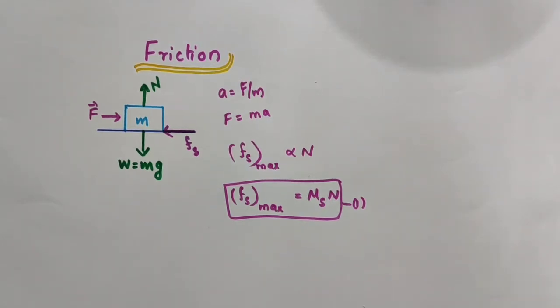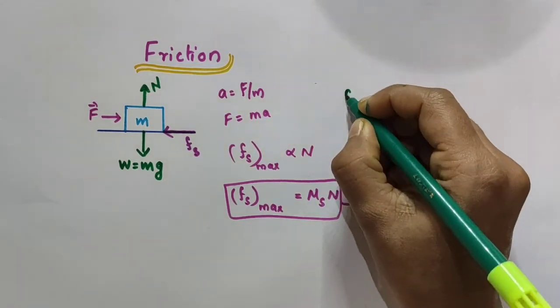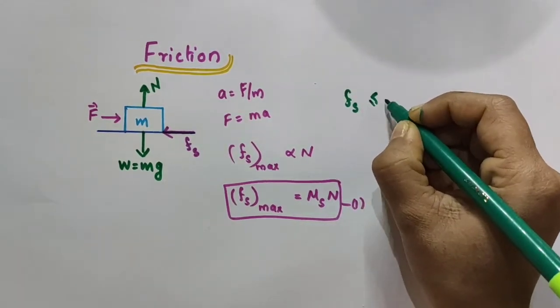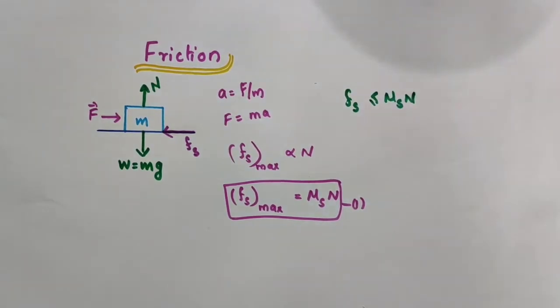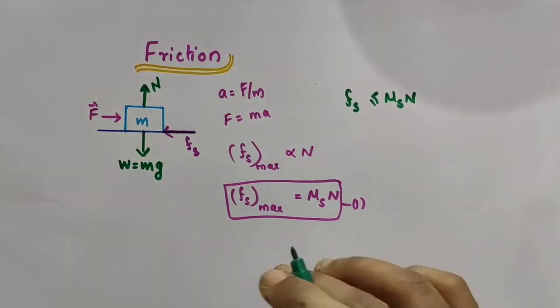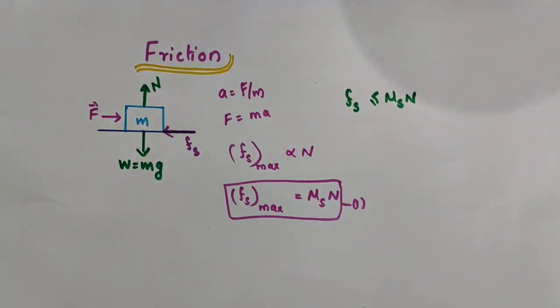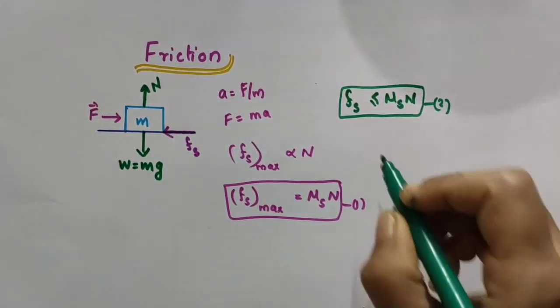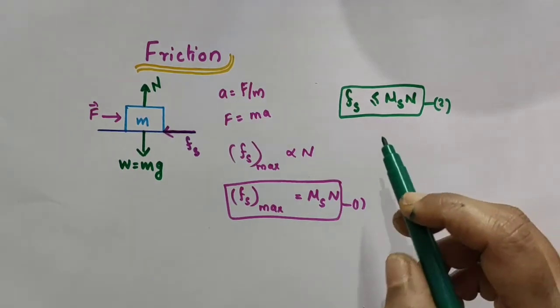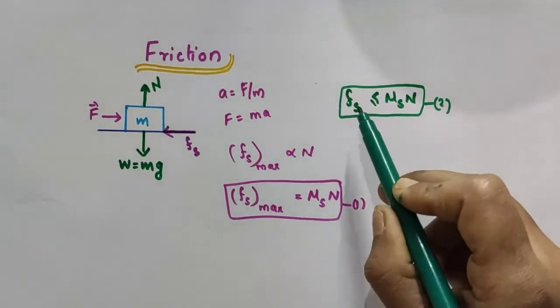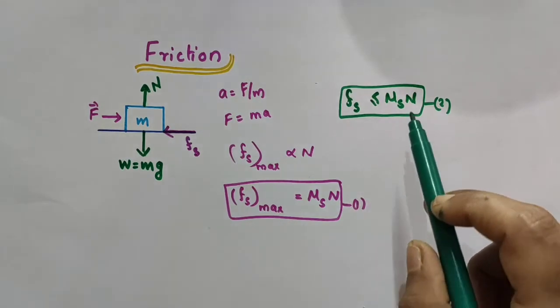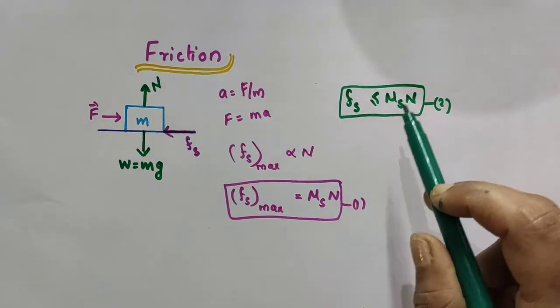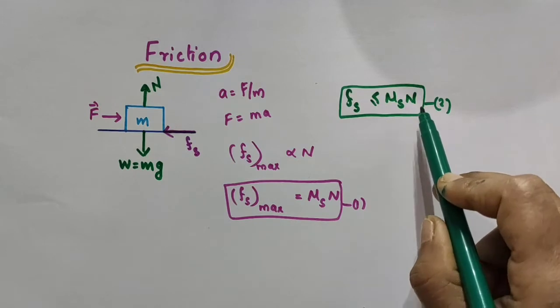Now the law of static friction can be written as Fs is less than or equal to mu s into N. I am taking this as equation number 2. So this is the law of static friction. According to the law of static friction, the static frictional force is less than or equal to the product of the coefficient of static friction mu s and the normal reaction between the interacting surfaces, that is N.